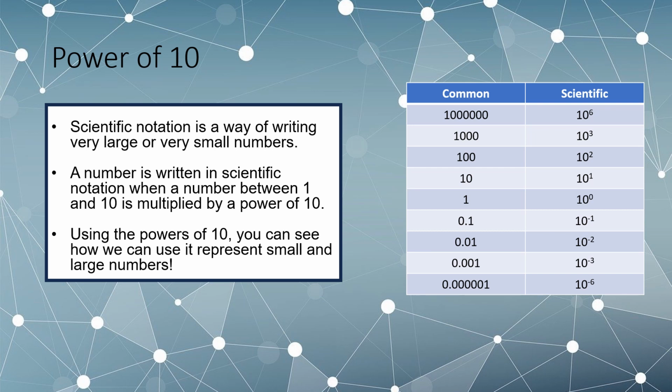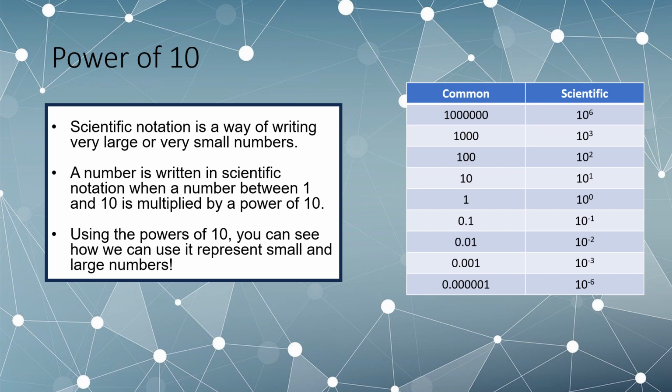A number is written in scientific notation when a number between 1 and 10 is multiplied by a power of 10. On the right hand side here, you can see how we can use this for simple hundreds and thousands numbers. So when we have 10, we have 10 to the 1 obviously. 100 is 10 to the 2. Remembering when it has that index or indices, 10 squared or 10 to the 2 is just 10 times 10, which is 100.